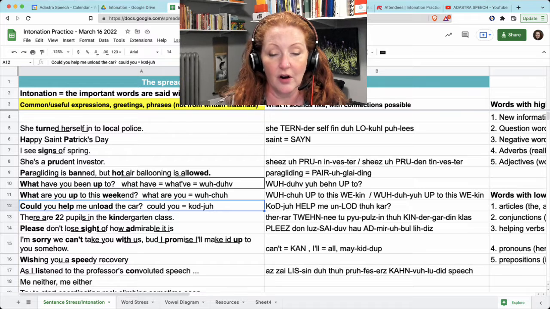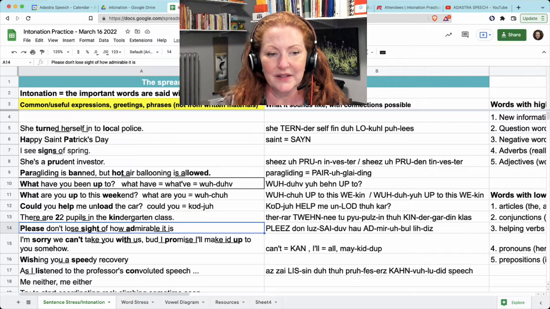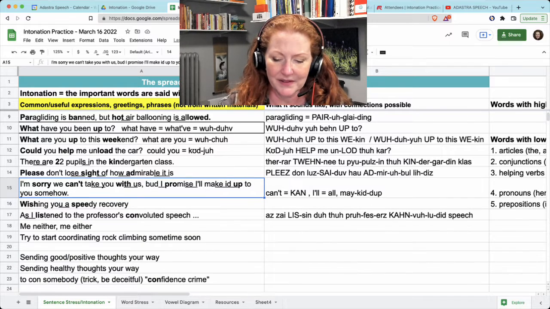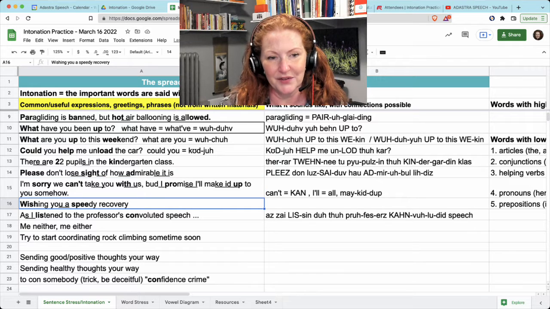Could you help me unload the car? There are 22 pupils in the kindergarten class. Please don't lose sight of how admirable it is. I'm sorry we can't take you with us, but I promise I'll make it up to you somehow. Wishing you a speedy recovery.